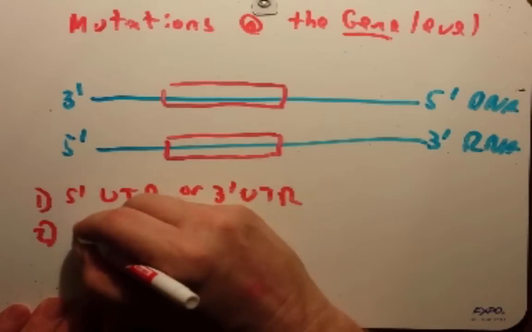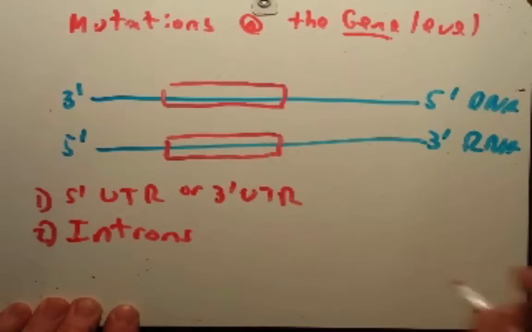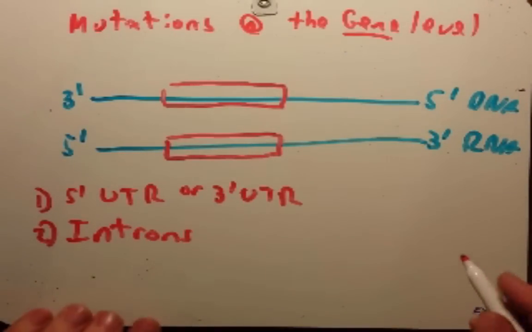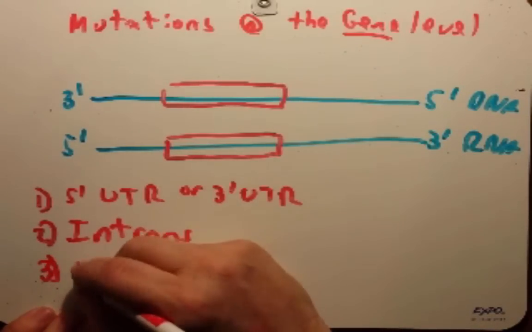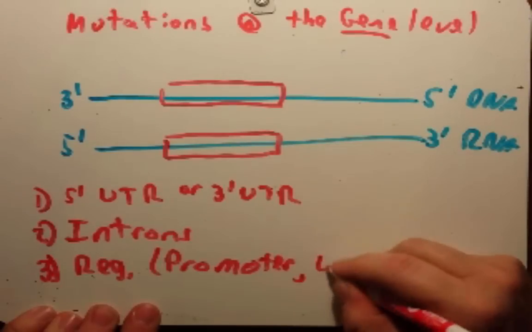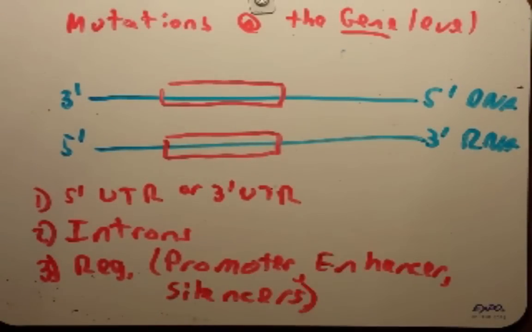We could also have mutations in the introns, in the 5' splice, the 3' splice, or the branch point. So we can have mutations there as well that can affect the actual protein being made. You can have mutations in regulatory sequences, either the promoter, enhancer sequences, or silencer sequences. So this should be a bit of a review for you, but as we're thinking about mutations, it's a good idea to kind of keep these in mind as we move forward.